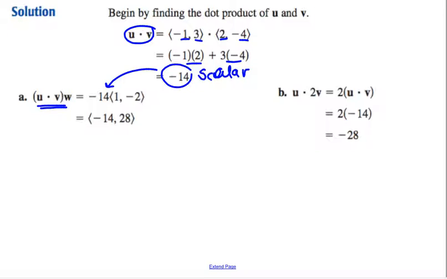And now we're going to multiply it to vector w. And vector w was 1, negative 2 in component form. So what we do is we distribute that scalar of negative 14 times 1, which is negative 14, and then negative 14 times negative 2, which is 28. So now our result is not scalar, but it's actually a new vector. Okay? All right.